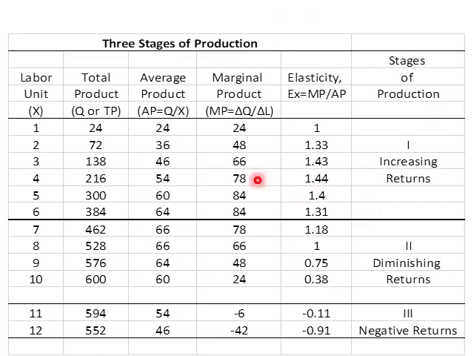And the table also shows the stages. In the first stage, increasing returns, in the second stage, diminishing returns, and in the third stage, negative returns. And during this stage, the total product starts to decline, and the average product also declines here. You can see with these numbers.